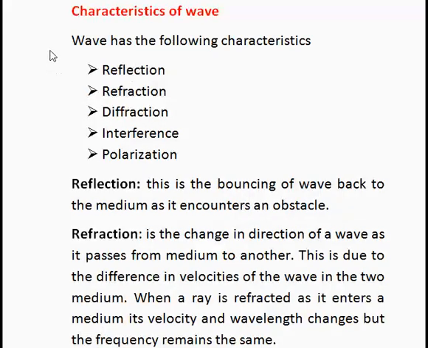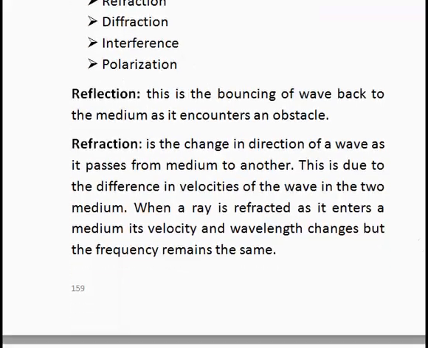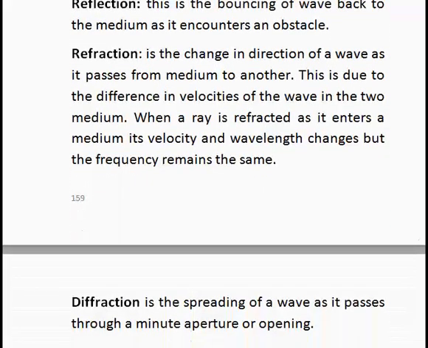Now, waves have the following characteristics. All waves can undergo reflection, refraction, diffraction, interference, and polarization. So we'll be discussing these five characteristics of a wave, starting with reflection of a wave.